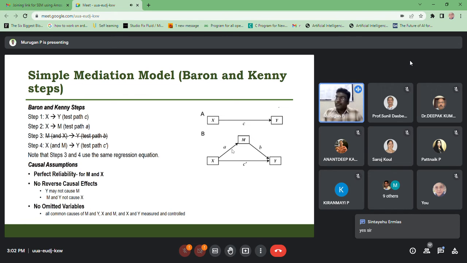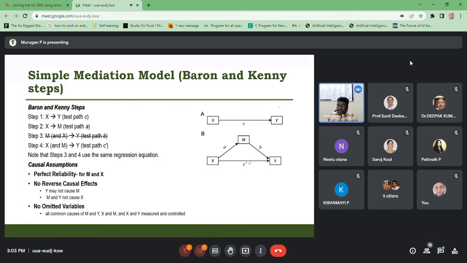Here we are trying to give two sorts of conclusions. The first is, in the final step, let us make a certain assumption. Your A into B coefficient is significant. The C dash is also significant. If that is the case, our model is a partial mediation model, producing a partial mediation effect. If A into B is significant, and C dash is not significant, or the coefficient value is closer to 0, then we are getting a full mediation effect.